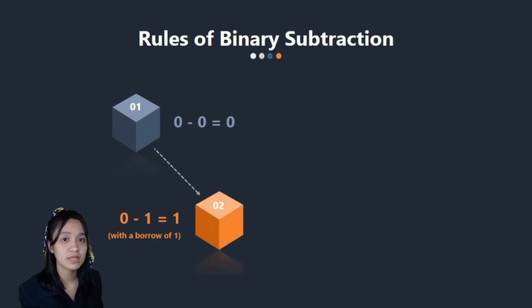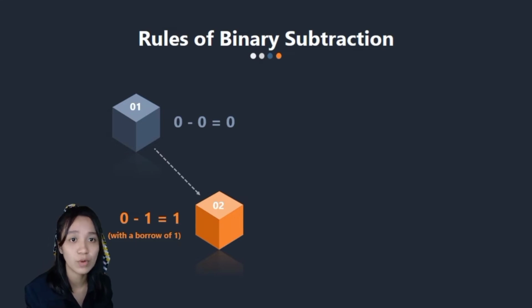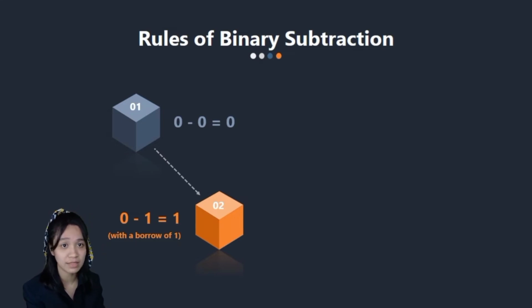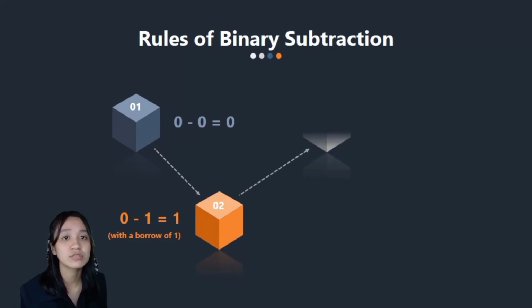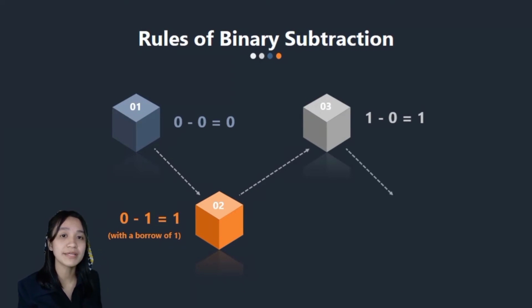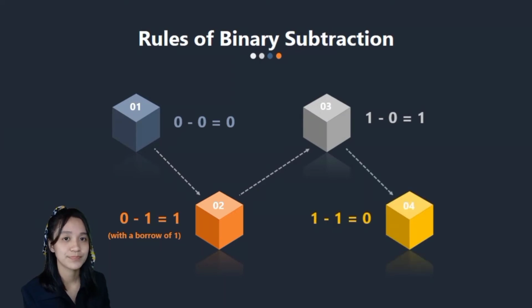0 minus 1 is equal to 1 with a borrow of 1. We all know in decimal that if we subtract 1 from 0 it is negative 1, which is not applicable with binary. So we need to borrow from the next column. Then the next rules are 1 minus 0 is equal to 1 and 1 minus 1 is equal to 0.